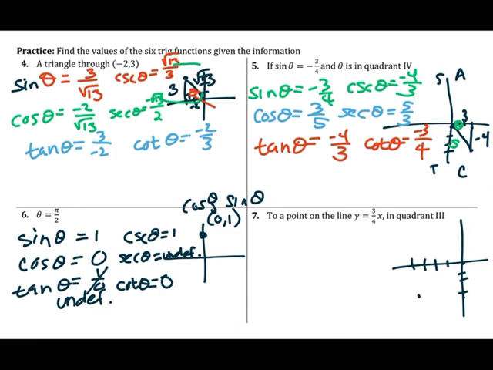So for number 7, the line y equals 3/4 x, but in quadrant 3, well, y equals 3/4 x has a y-intercept of 0. Normally we would go up 3 and over 4, but we need to go backwards, so down 3 and left 4. So here is the triangle that I'm creating, and we always create the triangle with the x-axis so we can find lengths here. This is -3, and this is -4. This is a 3, 4, 5 triangle.